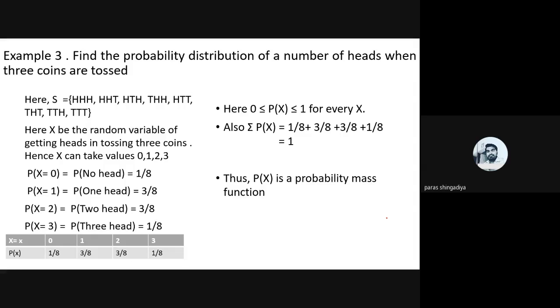Now check the answer of each one. That is in between 0 to 1. ठीक है, 0 और 1 के बीच में है. Now find its sum. It is already checked: 1 by 8 plus 3 by 8 plus 3 by 8 plus 1 by 8, that is equal to 1.